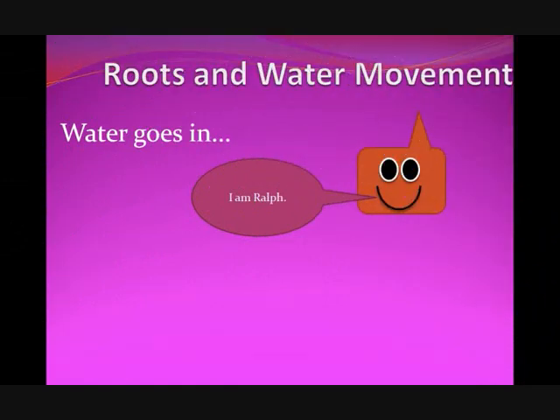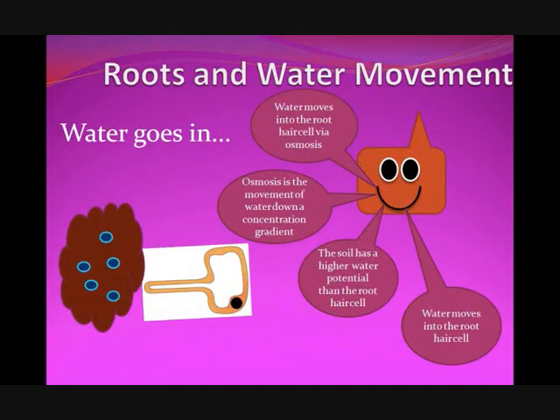This episode we are looking at the movement of water into the roots and how this is passed into the xylem. Water is first taken into the cells via osmosis. A root hair cell has little hairs to absorb the water over a large surface area.